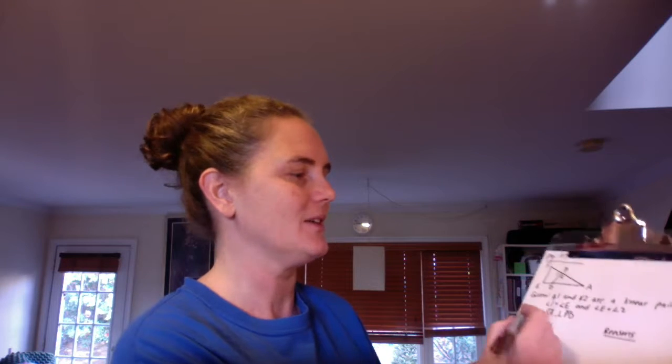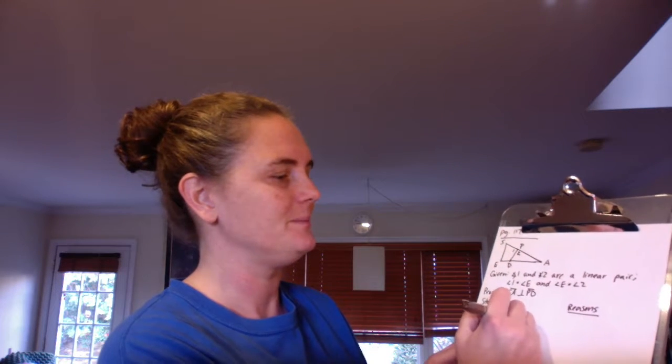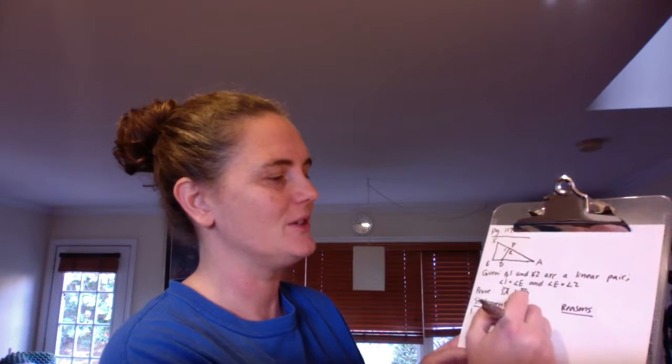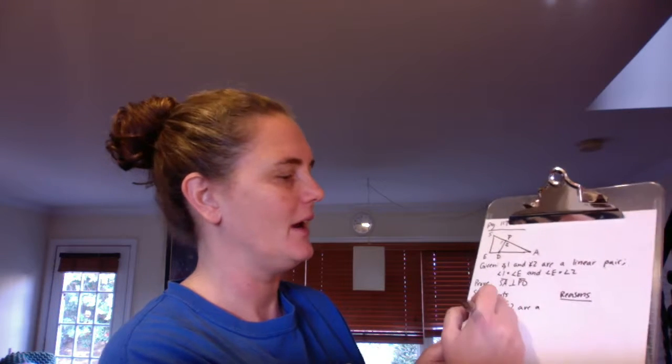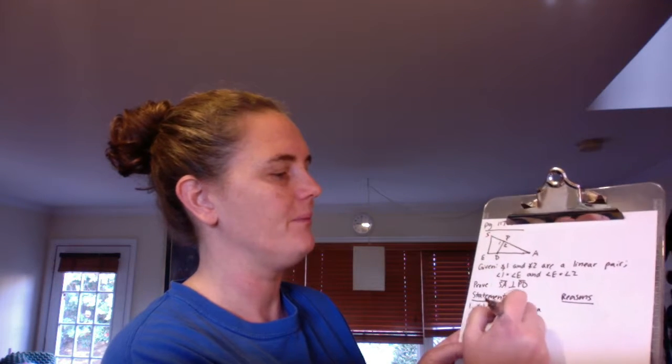First step of a proof: always the information that you have. So let's start with this one, that 1 and 2 are a linear pair.